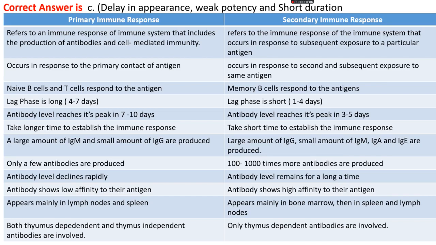These antibodies appear mainly in lymph node and spleen in case of primary immune response, while these antibodies mainly appear in bone marrow, then spleen and lymph node in case of secondary immune response. Both thymus dependent and thymus independent antibodies are involved in case of primary immune response, while only thymus dependent antibodies are involved in case of secondary immune response.